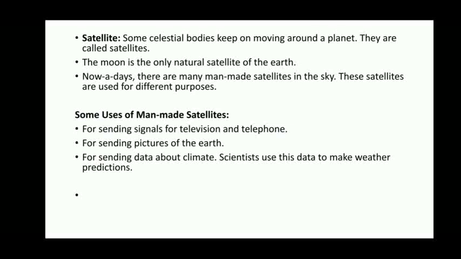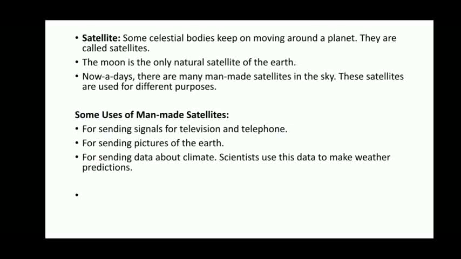What do you know about the Moon? The Moon is a natural satellite of the Earth. What do you mean by satellite? A celestial body which revolves around a planet is called a satellite. The natural celestial body which moves around the planet is also called a natural satellite.